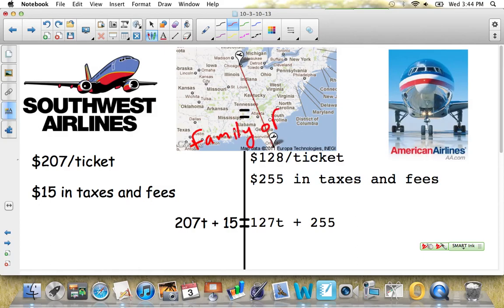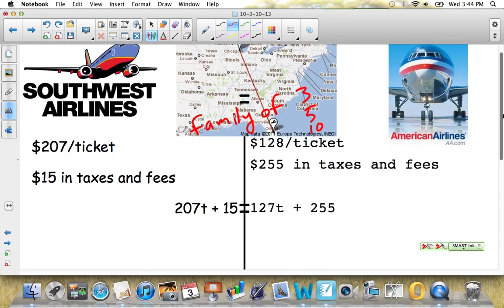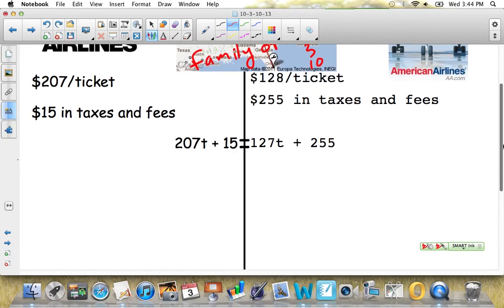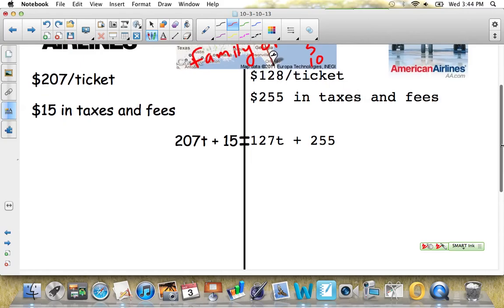of 3, but somebody else might have a family of 5, and somebody else might have a family of 10. At what point would it still be worth it for me to take either one of these airlines? At what point would they be equal to each other? Could I buy 3 tickets and have it be cheaper here, or have it be cheaper over on the other side? Okay, so Southwest, $207 a ticket, $15 in taxes and fees.